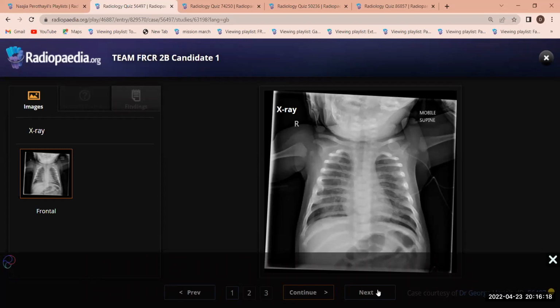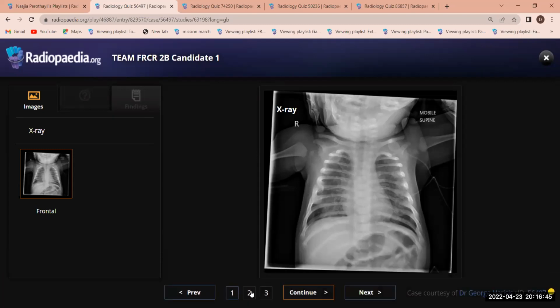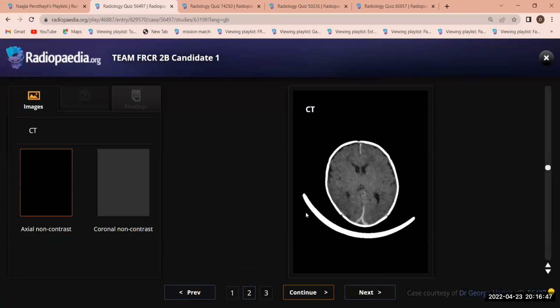So posterior rib fractures are highly concerning for non-accidental injury. I'll alert the pediatricians to take a detailed history, and an urgent skeletal survey should be done for this child. Depending on the neurological status, the child also needs a CT scan. I think he's less than 7 months, so he needs a CT brain as well. And the social services should also be alerted. Okay, you can go through the CT brain that has been done.